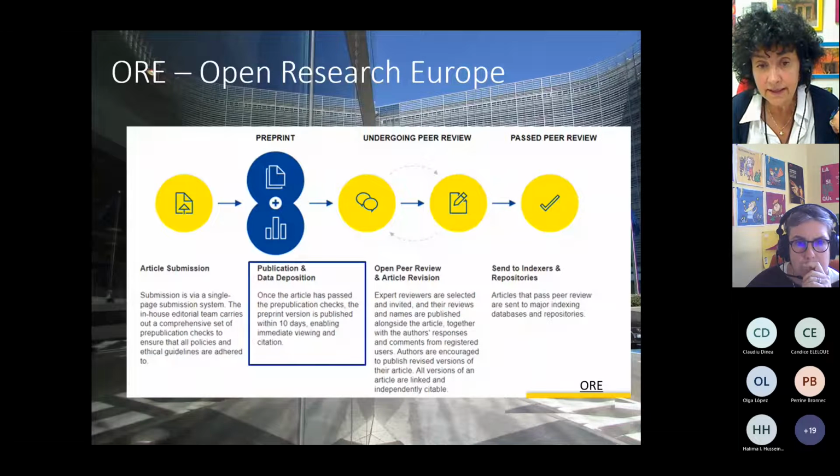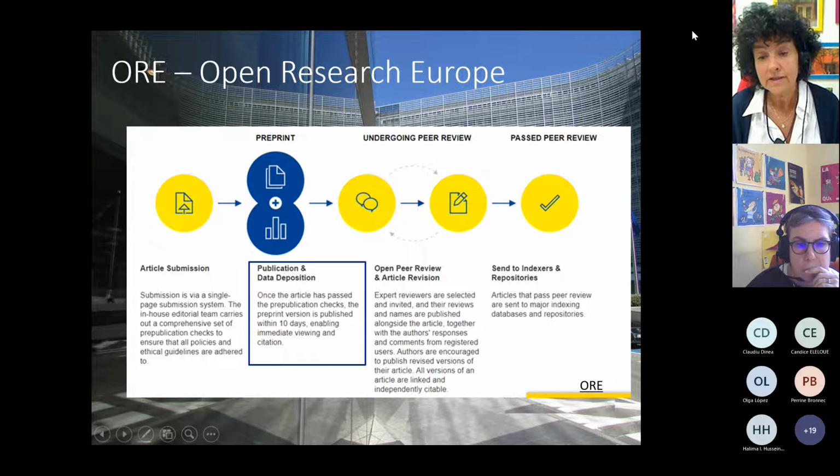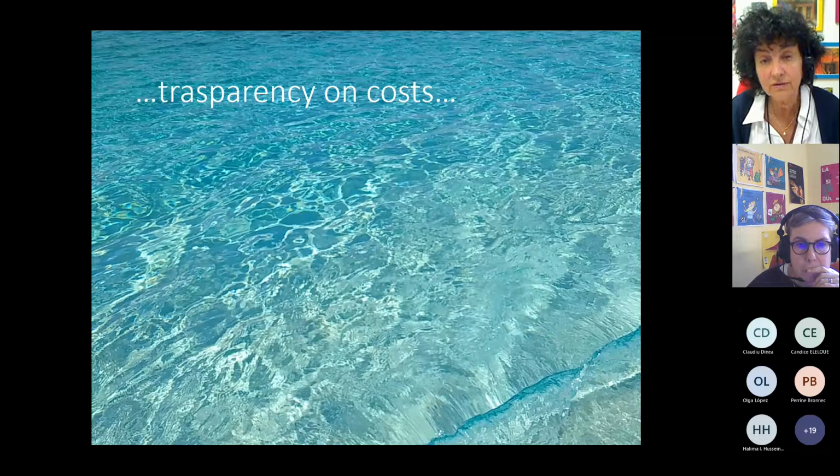Again, you can also publish your data. There is immediate access. The peer review process is very quick because they undergo both traditional peer review and open peer review. Okay, so it's very quick, and then it's sent to repositories and to indexes.